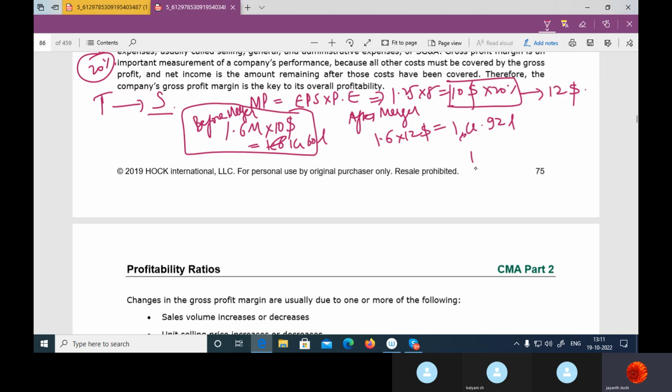Yeah, 1 crore 92 lakhs. So this is the value of Sawmill. Now to pay this, what Trot will do is a share exchange. That means they'll give their shares to Sawmill, correct?